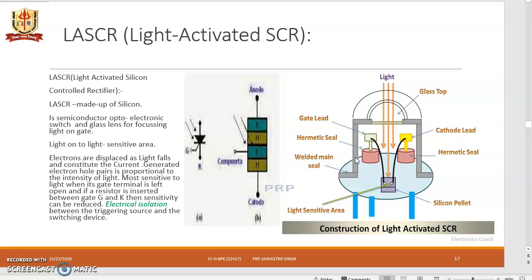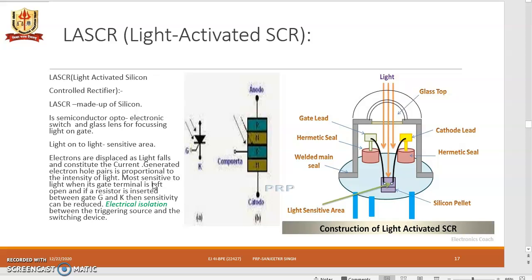So when the light falls on this sensitive area, the silicon pellet, electrons are dislodged from their position, thus creating electrons and holes and generating electron hole pairs. Now the number of generated electron hole pairs is proportional to the intensity of light. The more light falling on the silicon pellet or the light sensitive area, the more electron hole pairs are generated, and the external current is taken out through these terminals, anode and cathode.